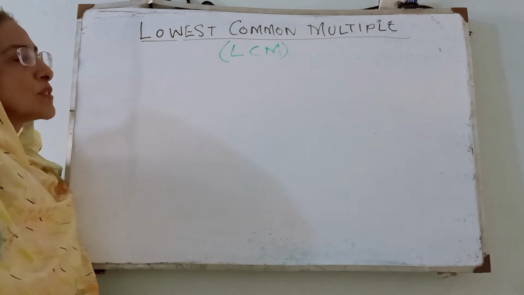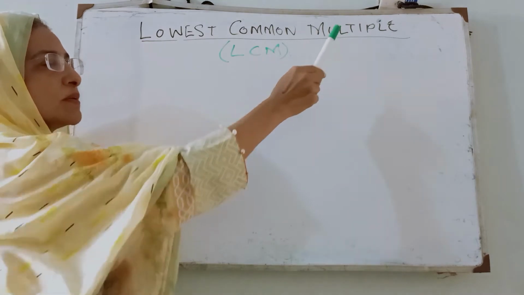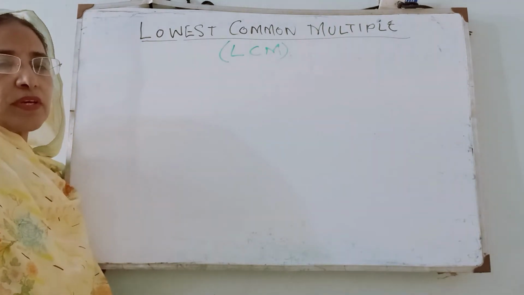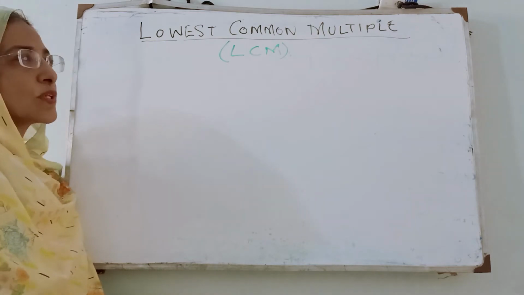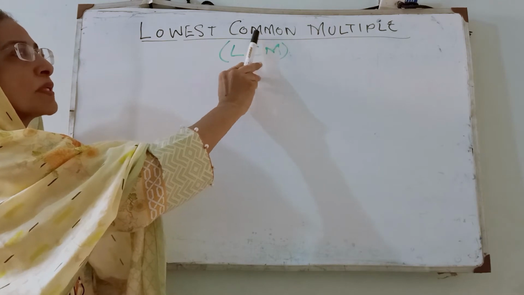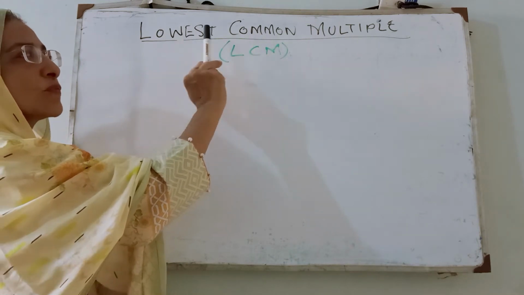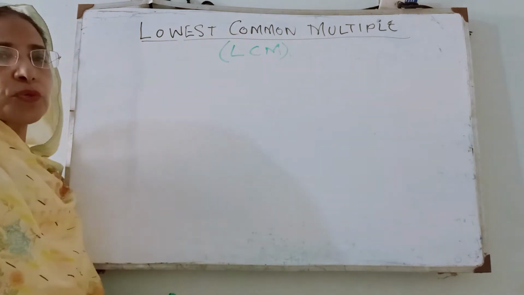Our topic is lowest common multiple, most commonly known as LCM. Lowest common multiple, as the name suggests, means we have to write the multiples of the numbers. If we are given numbers in a question, we first write their multiples, then write the common multiples, and in the end we find the lowest common multiple. That means we are going to go backward.